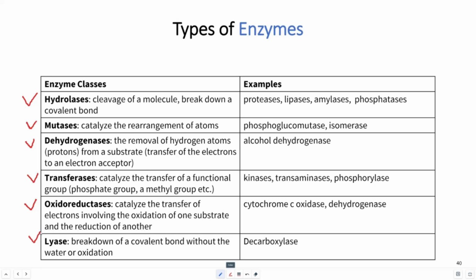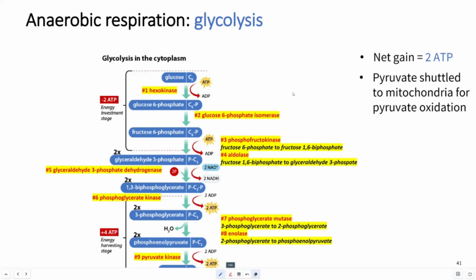Just don't forget, anytime you see a word that ends in the 3-letter suffix ase, that means it's going to be a subclass of an enzyme. Glycolysis, which is anaerobic cellular respiration, is the first stage that occurs inside the cytosol and is anaerobic, and that transforms glucose into 2 pyruvate molecules plus 2 ATP plus 2 NADH.